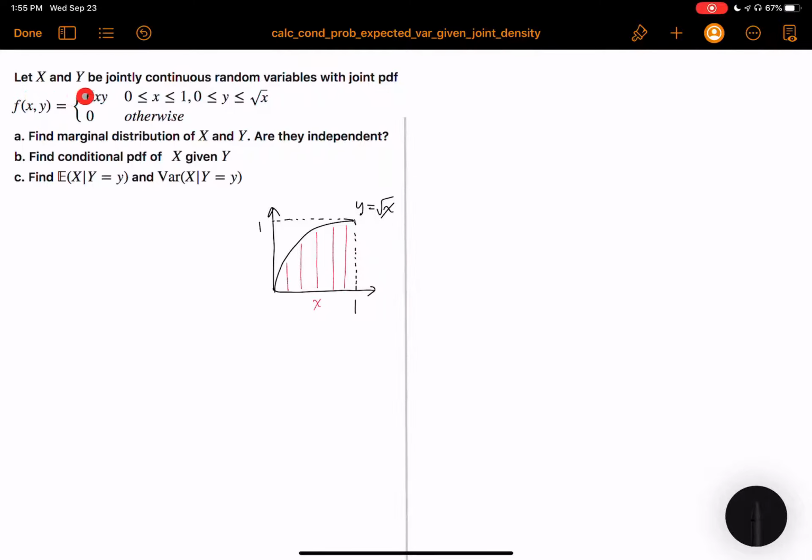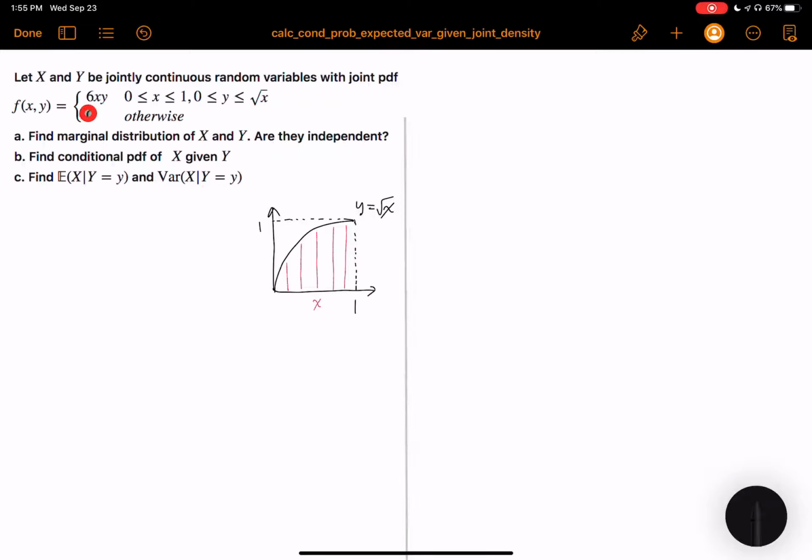Let X and Y be jointly continuous random variables with the joint PDF given here. Find the marginal distribution of X and Y. Are they independent? The second question is to find the conditional PDF of X given Y. And the third one, calculate the conditional expectation of X given Y equals y and the conditional variance here.